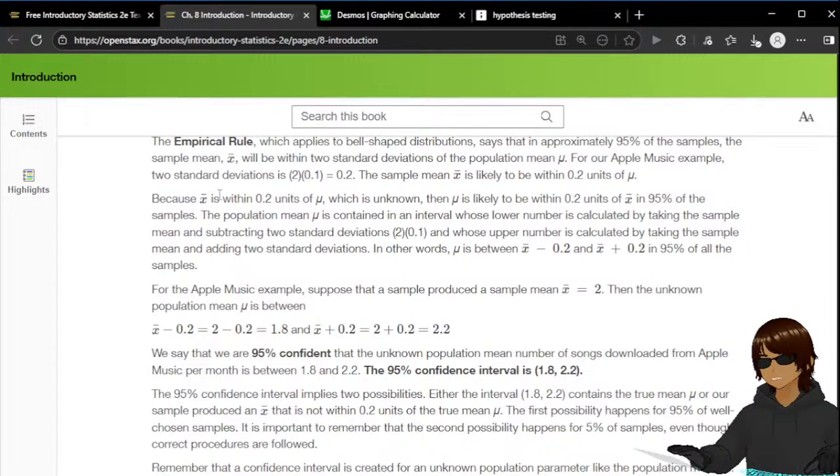Let me think about this. Mu, which is unknown. Then mu is likely to be within 0.2 units of x bar in 95% of the samples. Okay.